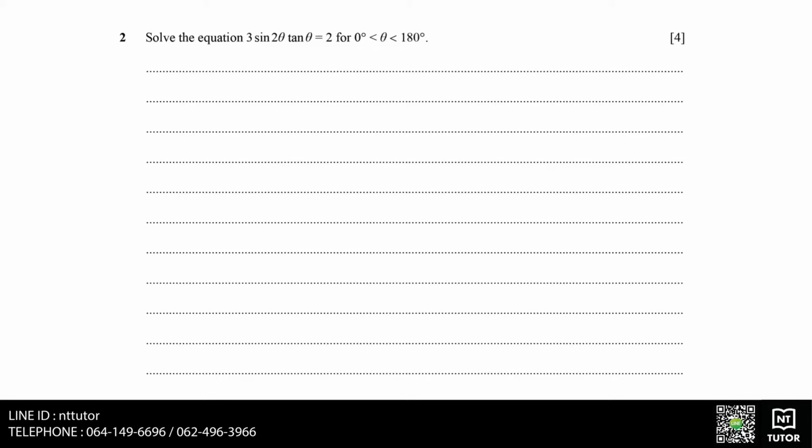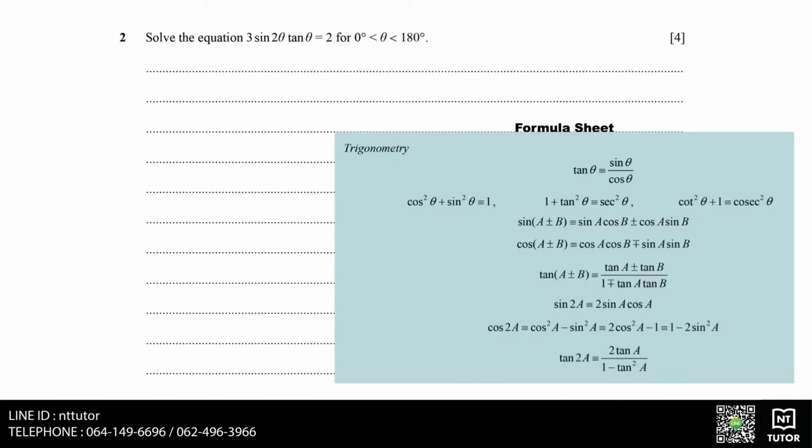Solve the equation 3 sine 2 theta tan theta equals 2 for theta from 0 to 180 degrees. The concept for solving these equations is always the same. We need to change the whole expression so that there's one trigonometric term, either one sine or one cos or one tan. Then we can always do the inverse sine or inverse cos or inverse tan to find the value of theta. So we need to use the trigonometric identities to turn sine 2 theta and tan theta into some form of one trigonometric function.